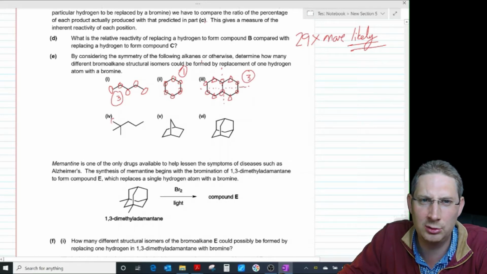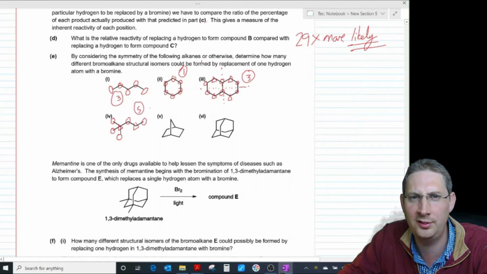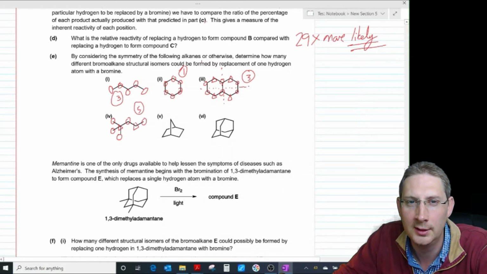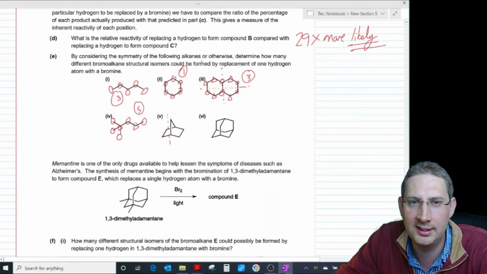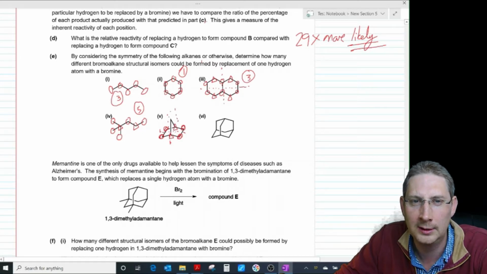For this one, these are all the same, 1, 1, 1. There's a hydrogen there, 2, 3, 4, 5. So I think that would give us 5 different ones. For this, there is symmetry down the middle of the molecule that way. There's also symmetry down the molecule this way. So that 1, 2, 3, 4 are identical. That's 1. That and that are identical, 2. And then that is 3.